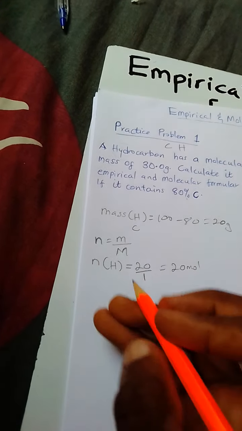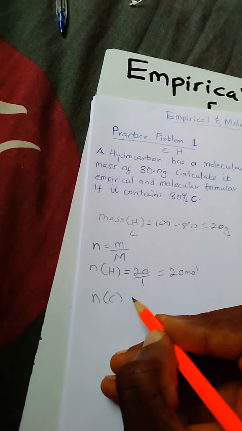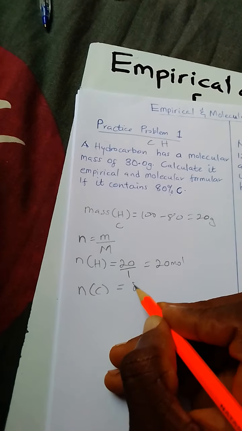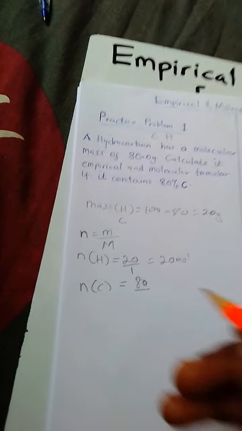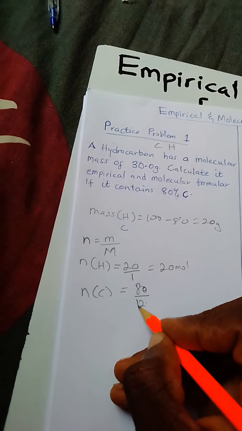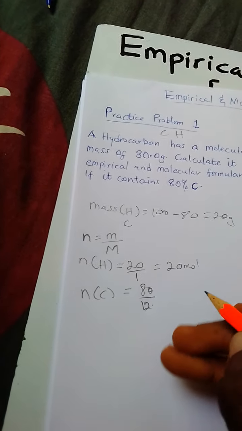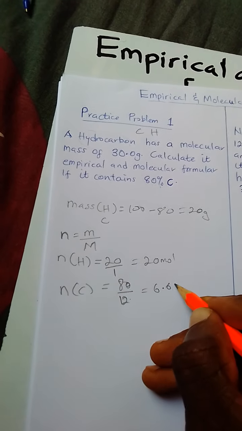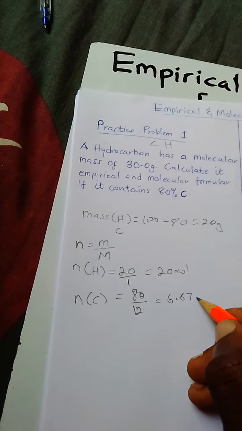Next is to find the number of moles of the carbon. So the number of moles of the carbon is equal to the mass of the carbon, which is the 80 given in the question, over the atomic mass of carbon, which is 12. This one is constant. Atomic mass of carbon is 12, is constant, so keep that one in your head. So let's proceed. And this one is going to give you 6.67, that's approximately 6.67 moles.